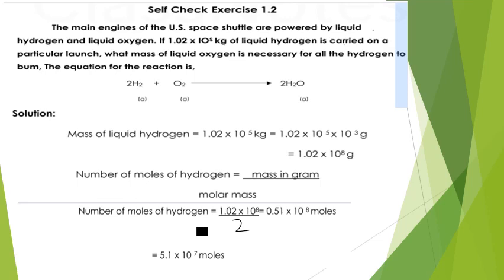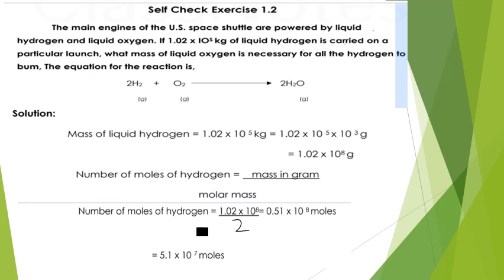Then what do you have to do? Multiply 1000 with the given kilogram mass, that is 1.02 × 10^5 multiplied by 10^3. If you have to convert a larger unit into a smaller one, then you have to multiply. Now the answer is 1.02 × 10^8 grams.